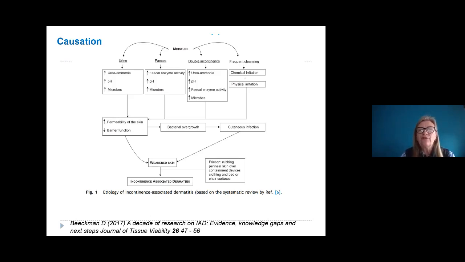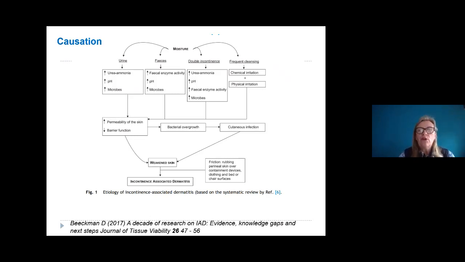So if you look at this diagram, which is from an article on the research around incontinence-associated dermatitis, you can see there's kind of four sources of moisture to the skin. It can be urine alone, feces alone, both urine and feces, but also let's not forget the impact of frequent cleansing on the skin. The solutions, the products you use to clean the skin, can also play a part in the level of damage and the pain caused to the patient.